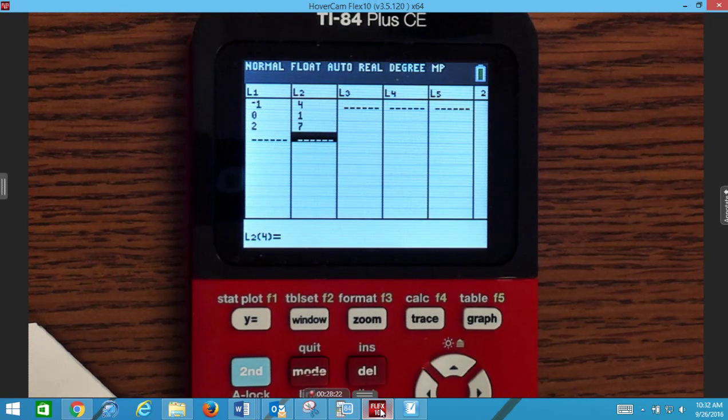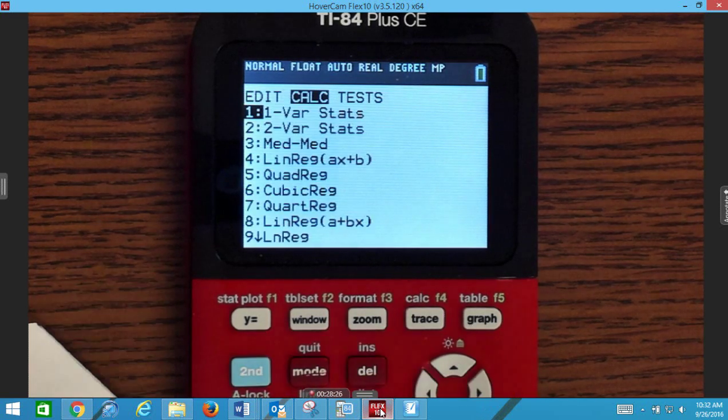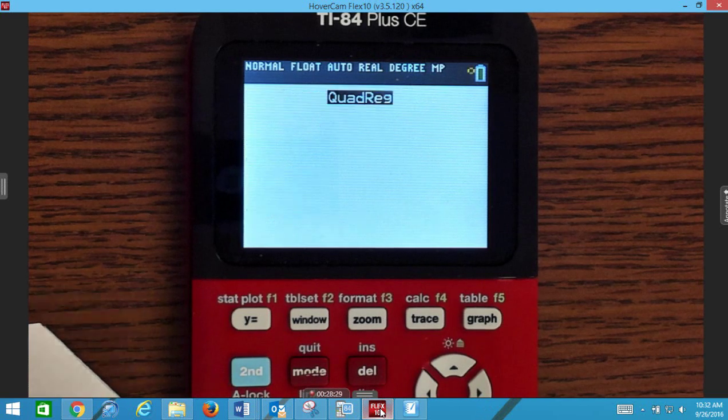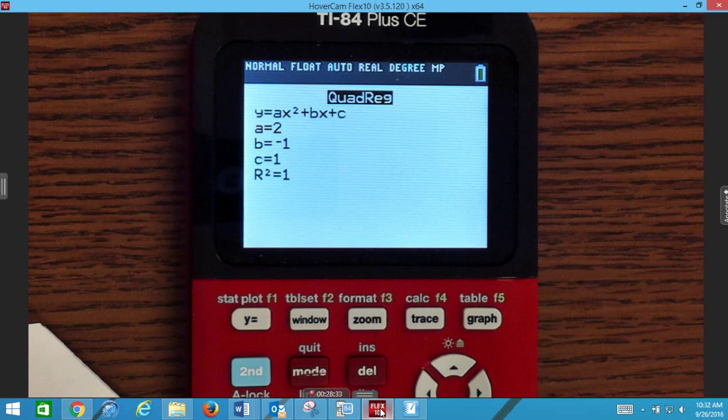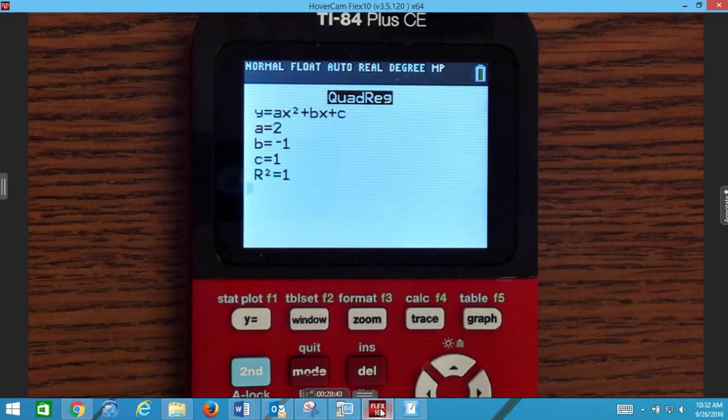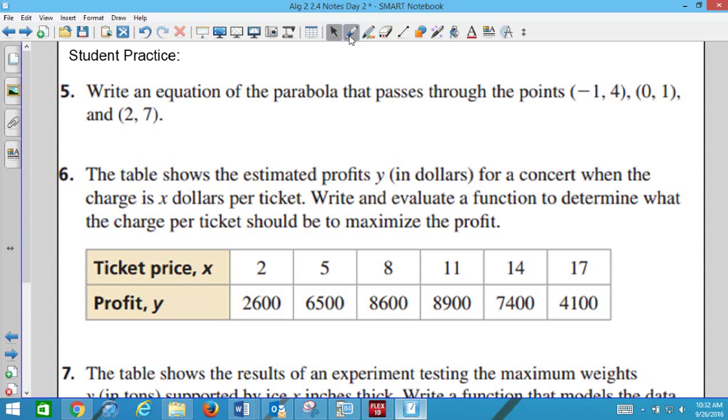So how do we find the equation? Stat, calculate, 5. Quadratic regression. Enter. So we get our A, our B, and our C, and we just plug it in. I'm going to write the equation down using those values. And that's it for that question.